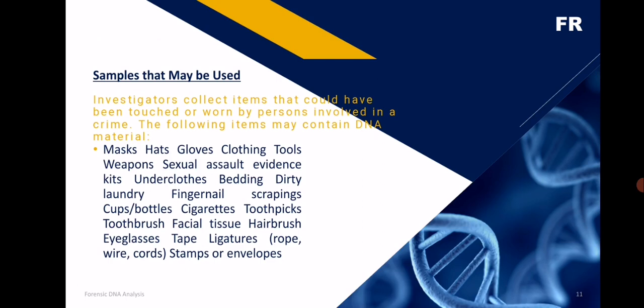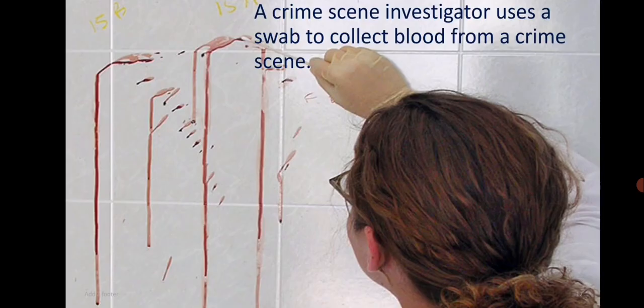Investigators collect items that could have been touched or worn by persons involved in a crime. The following items may contain DNA material: masks, hats, gloves, clothing, tools, weapons, sexual assault evidence kits, underclothes, bedding, dirty laundry, fingernails, carpeting, cups, bottles, cigarettes, toothpicks, toothbrushes, facial tissue, hairbrushes, eyeglasses, tape, ligatures like rope, wire, and cords, stamps, or envelopes.